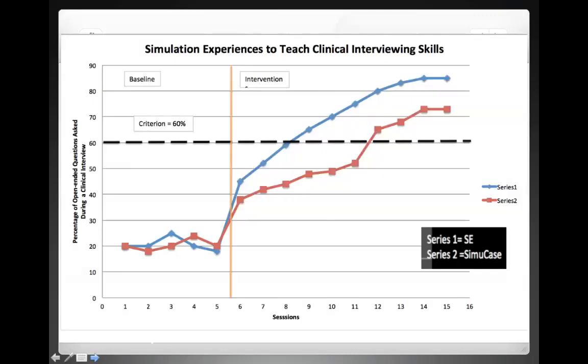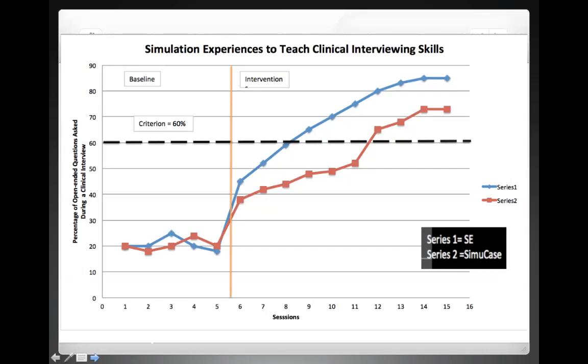It is expected, given the research question, independent and dependent variables, that the SLP students will demonstrate an increase in percentage of open-ended questions asked in a clinical interview by participating in either Simulcase or standardized event. It's expected that at least 60% of the questions the SLP students ask will be open-ended by participating in both or either of the interventions.